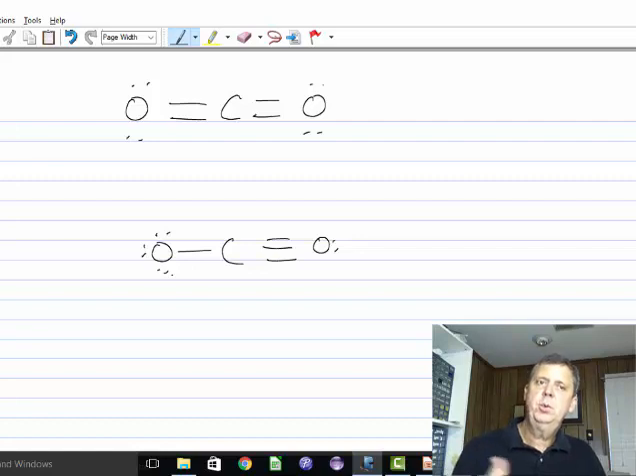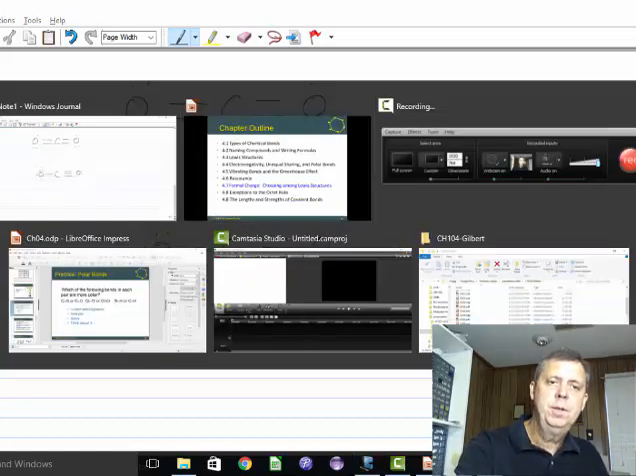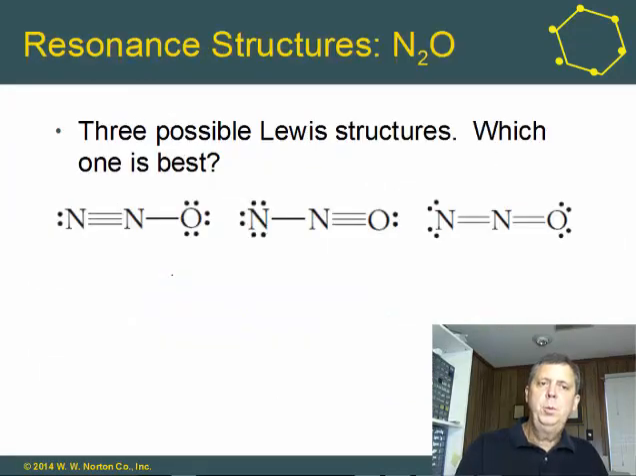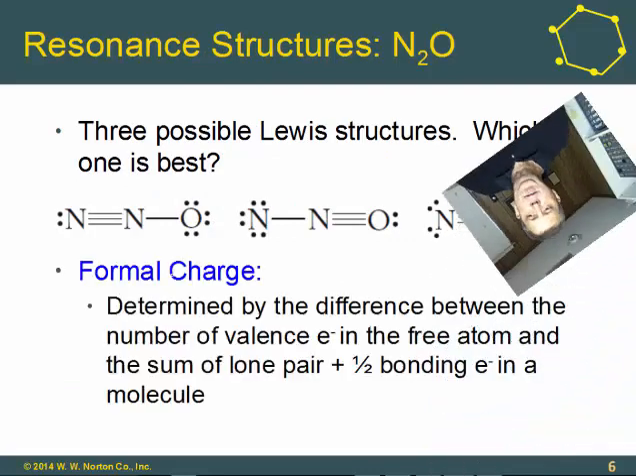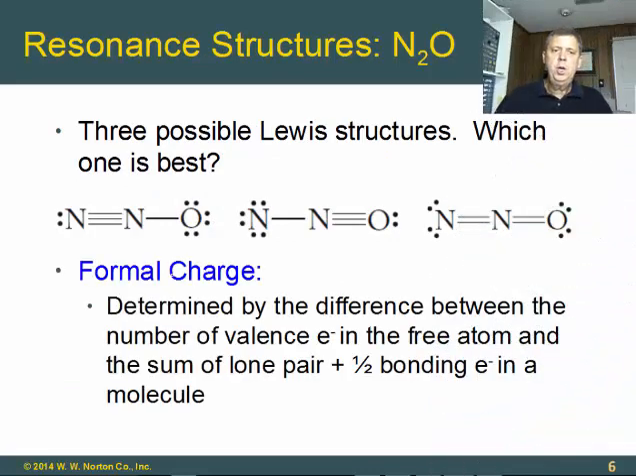So this wouldn't be the resonance structure. We can actually look at this and tell what is the preferred structure. So that's what formal charges do for us. And this is another case where we're trying to decide which is the preferred structure. The formal charge is determined by the difference between the number of valence electrons in the free atom and the sum of lone pairs and half of the bonding electrons in a molecule. That sounds really awkward. It's actually very, very simple.